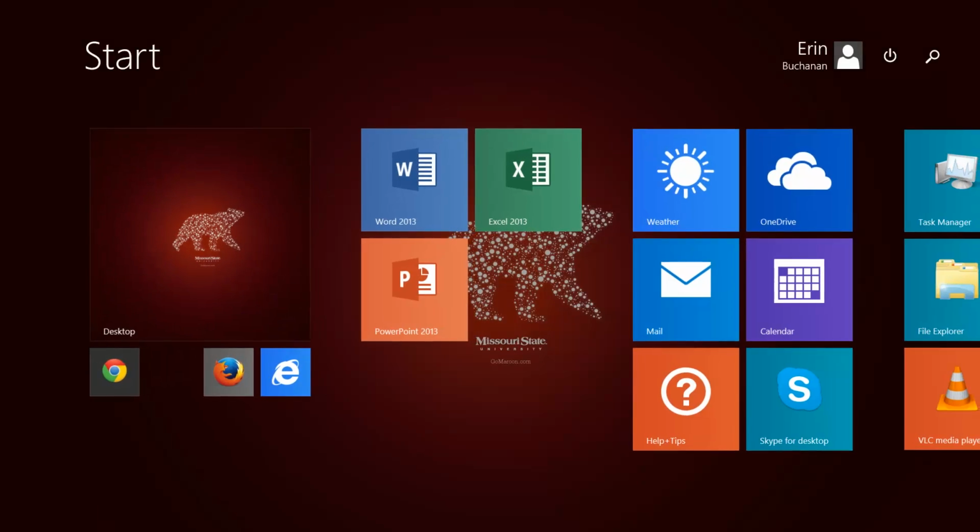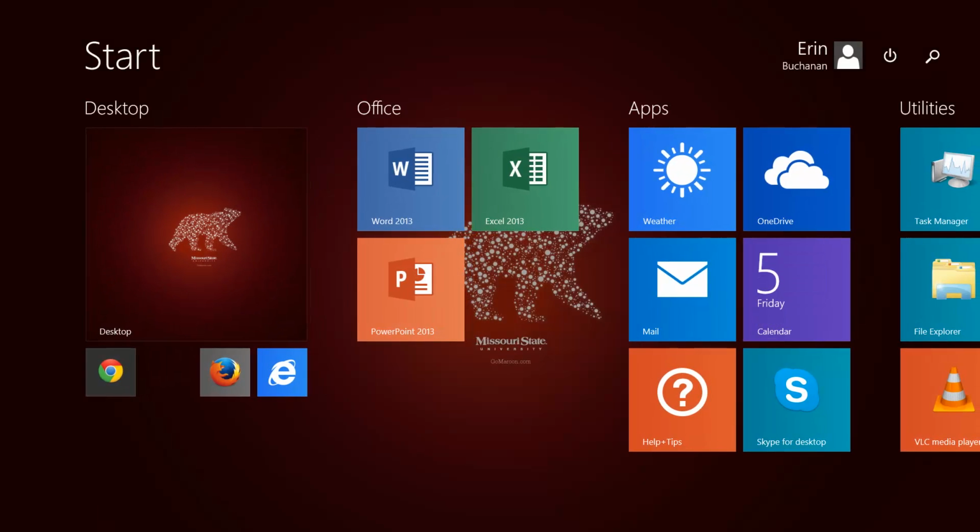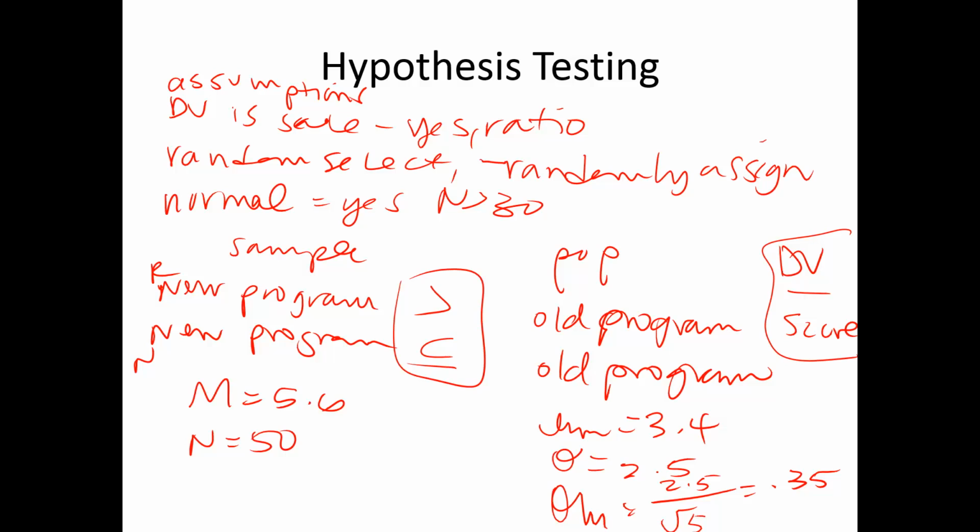Okay. Go back to PowerPoint. There we go. Okay, so 0.35 is standard error. So I've set this up again where the sample is on the left, population on the right, because that is how the math works to test for Z. So that'll help keep you straight.